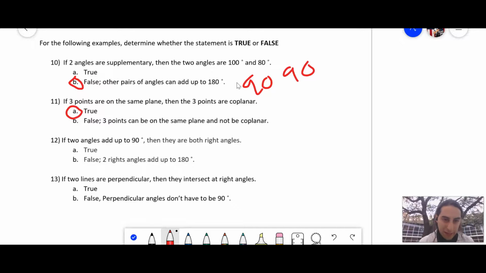If two angles add up to 90, then they are both right angles. Think about that. If two angles add up to 90, then they are both right angles, which means they're both 90. Well, no, if both angles are 90 and they add up, they're actually 180, right? That's false. If two lines are perpendicular, then they intersect at right angles. That's what perpendicular means. They intersect and they make 90-degree angles. So that's actually true. So we're going to knock these four out real quick.